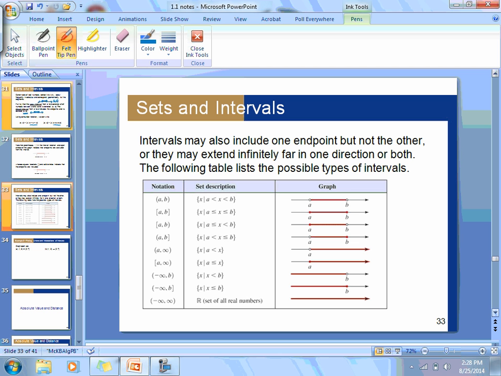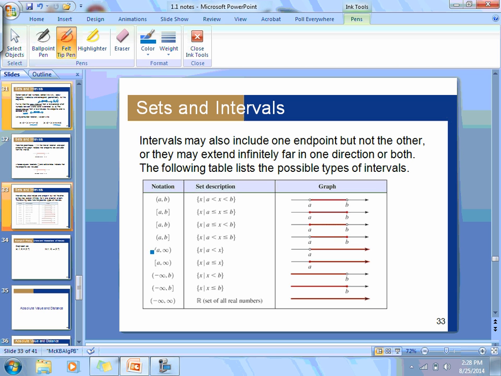And this diagram is in your book. This shows you pretty much every combination that you could have of open sets and closed sets and some combination of them. You could have a completely open set with parentheses, or you could have a completely closed set with brackets. You could have one part be closed and the other part be open, or vice versa.